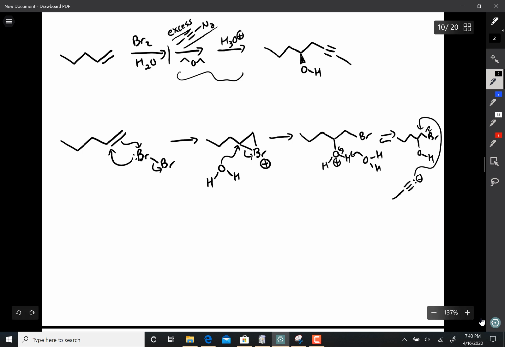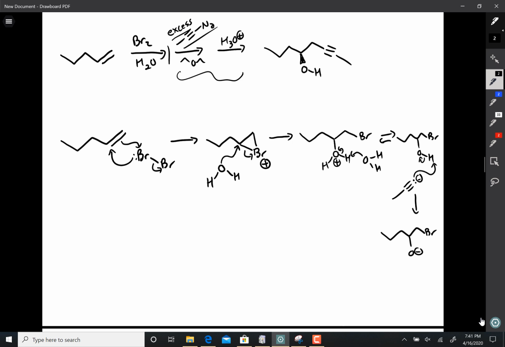Thing is, this is a strong base. Acid-base reactions are far faster than SN1, SN2, E1, and E2 reactions are. It can just take that proton off. And then you have this.